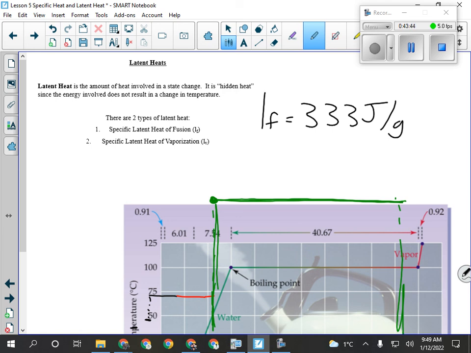All right, and the other number we need to know is the latent heat of vaporization. These numbers are on your formula sheet, so you don't have to memorize them. They'll be on the front page of the unit exam, and they're, like I say, on your formula sheet. So the latent heat of vaporization for water is 2,260 joules per gram.